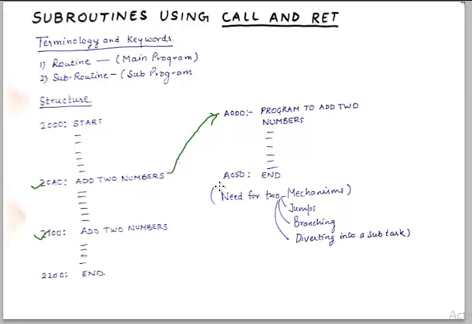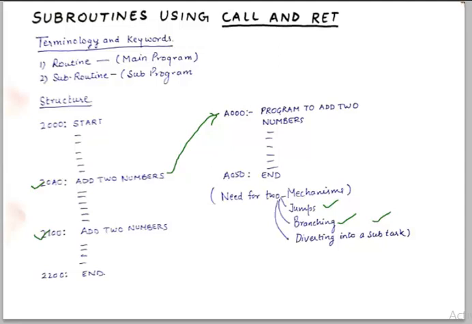This process would essentially involve some mechanism to be fulfilled, which are: number one, to go to that location and then come back to the location where we left off. So as I mentioned here, we would need jumps or branching or diverting into a subtask. So that is what the need of the programmer is, and that is solved by using call and return instruction.